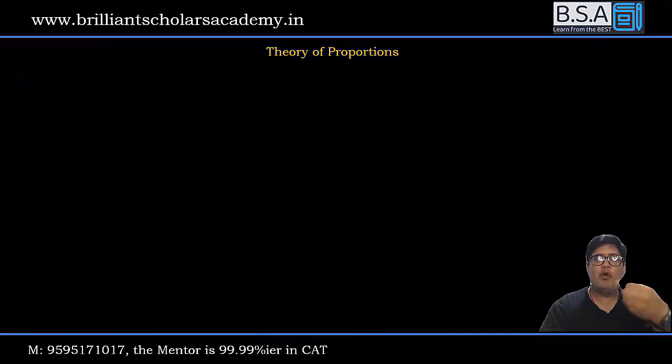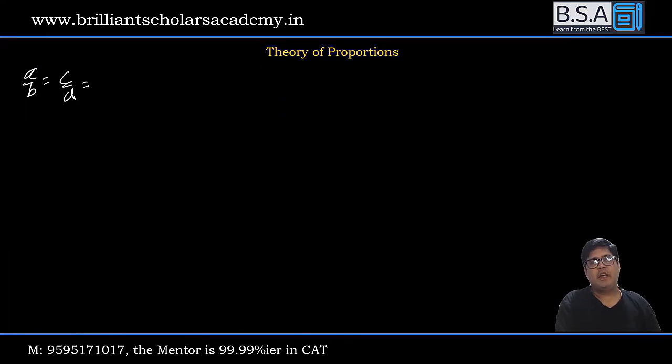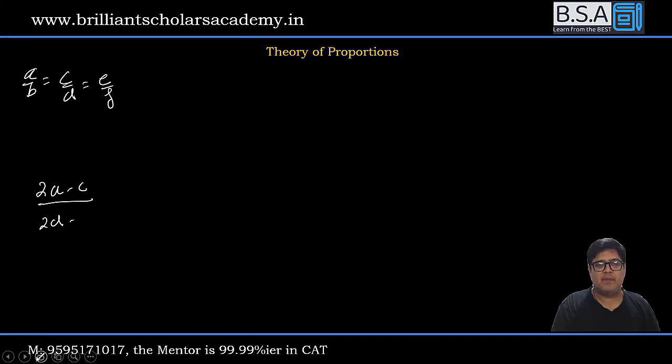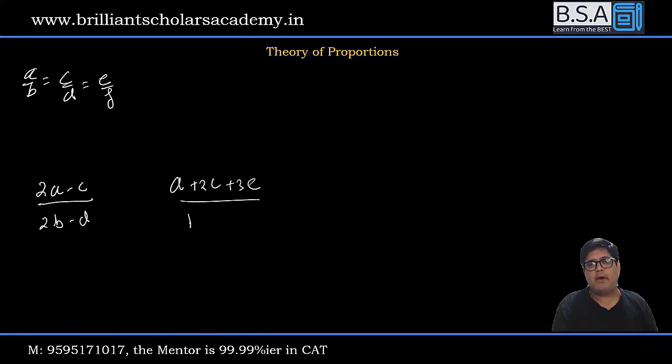More properties of proportions. When you have, let us say, A upon B equal to C upon D equal to E upon F, they are all equal. In that case, what will be the value of (2A minus C) upon (2B minus D)? What will be the value of (A plus 2C plus 3E) upon (B plus 2D plus 3F)? What will be the value of (C minus E) upon (D minus F)?